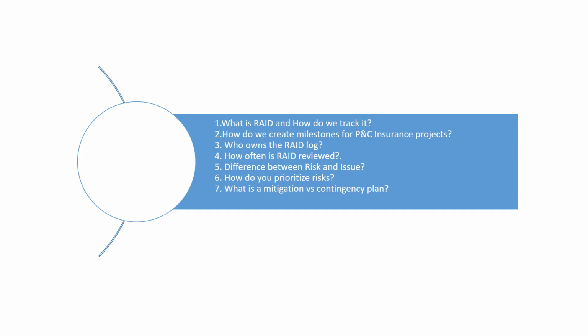Next question is: what are the mitigation and contingency plans? Mitigation reduces the probability, and contingency reduces the impact if the risk occurs. Got it?